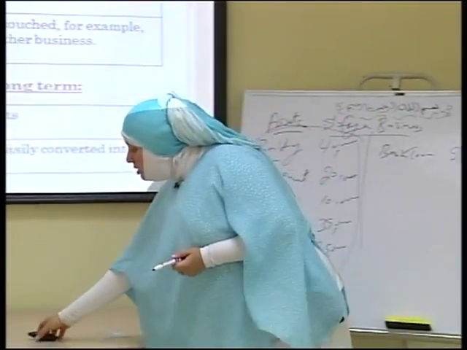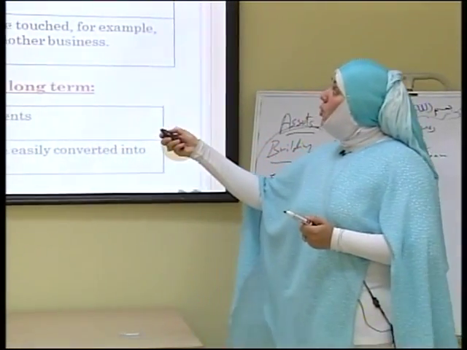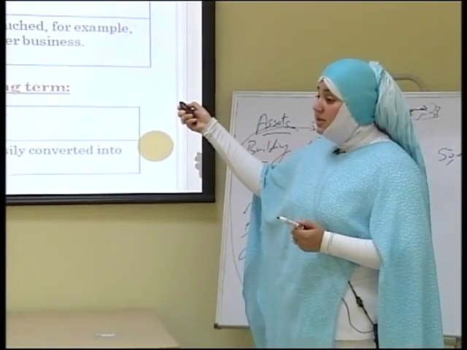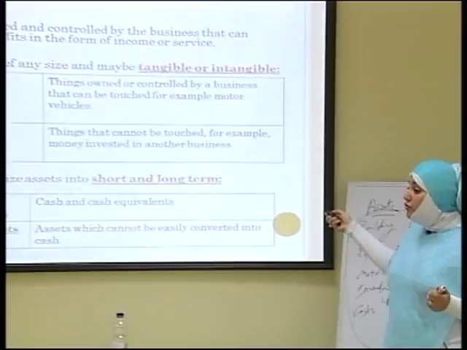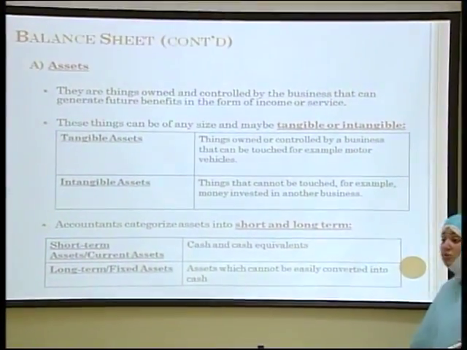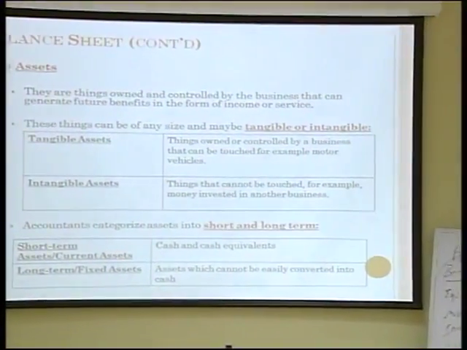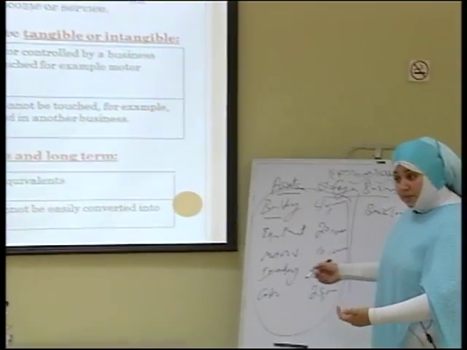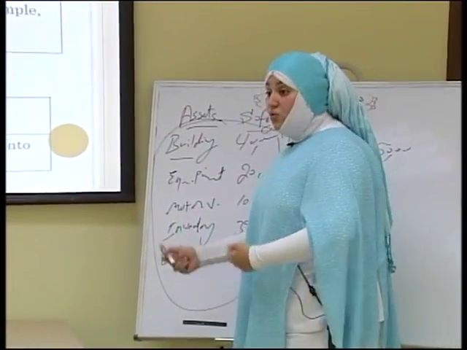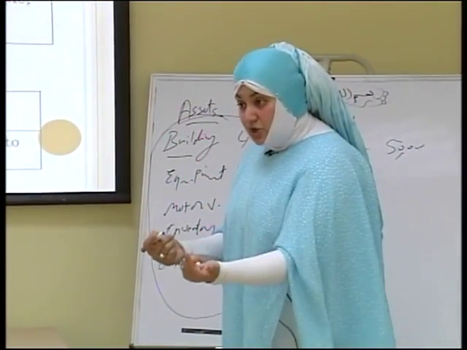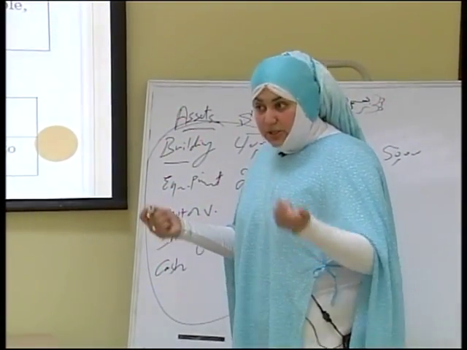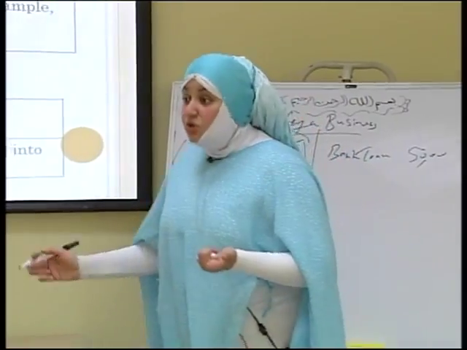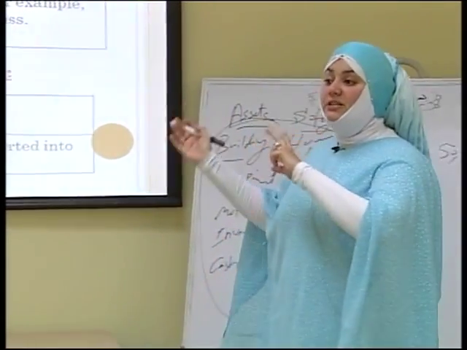Assets are what? Assets are things owned and controlled by the business that can generate future benefits in the form of income or service. All these can generate future benefits. You can use them, you can resell them, right? The inventory will be processed and manufactured. The cash will help you to meet your day-to-day transactions and all these things, right? So these are assets owned by Sophia's business.